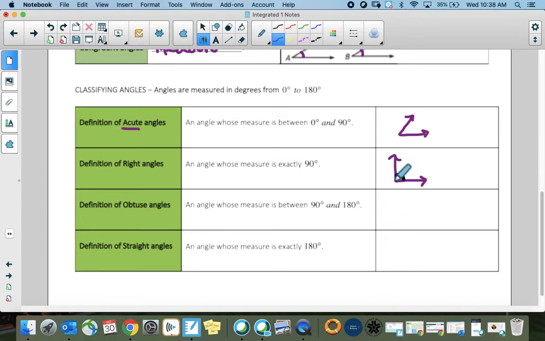So larger than this, but 180 would be straight. So that would be like this. Okay, that would be larger than 90, but not quite 180, because then now a straight angle is 180 degrees. This is a straight angle, 180 degrees straight across. Okay, your kind of turning point, I guess you could say, is like right there. Okay, those are the different types of angles. So then now we have a few examples.